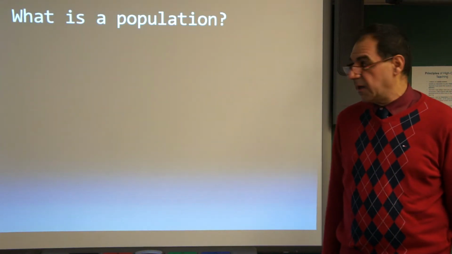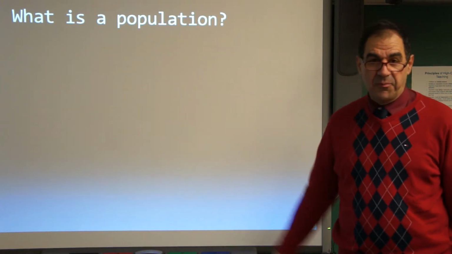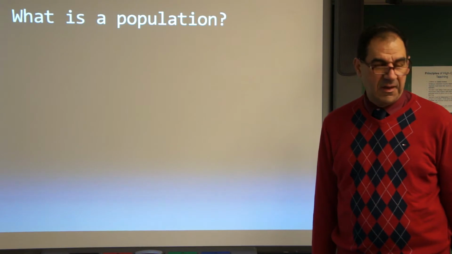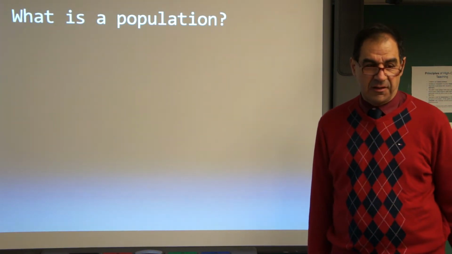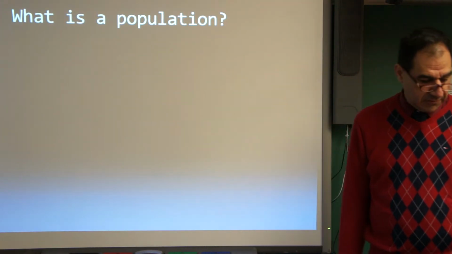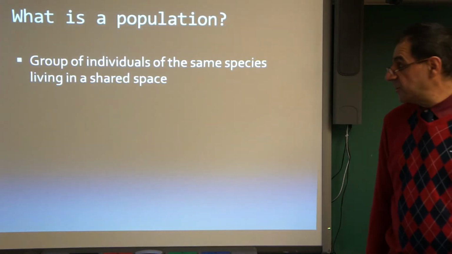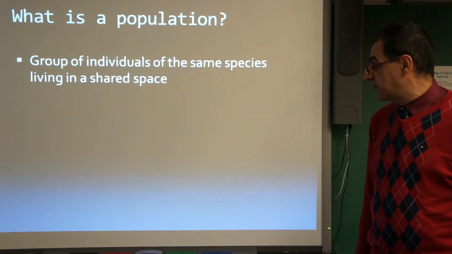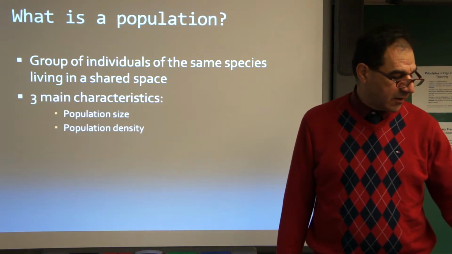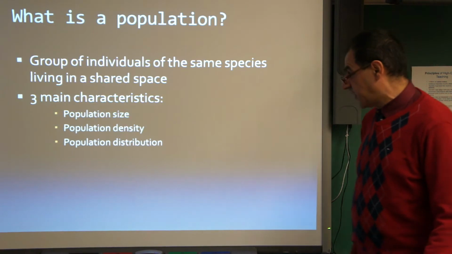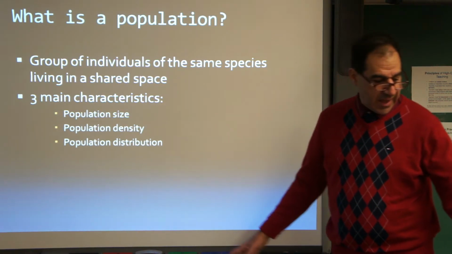What I'll be doing is giving PowerPoint slides and lessons around different parts of the course for grade 10 Science and Technology. The first chapter we went over this year is: what is a population? A group of individuals of the same species living in the same shared space with three characteristics: population size, density, and distribution.